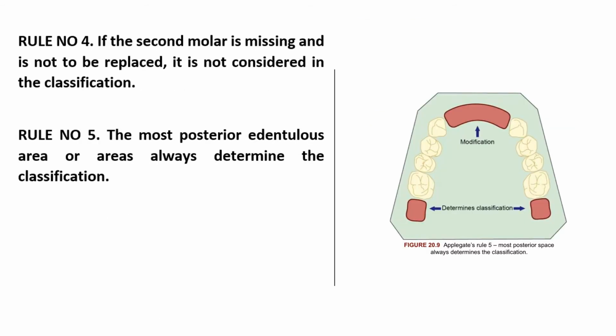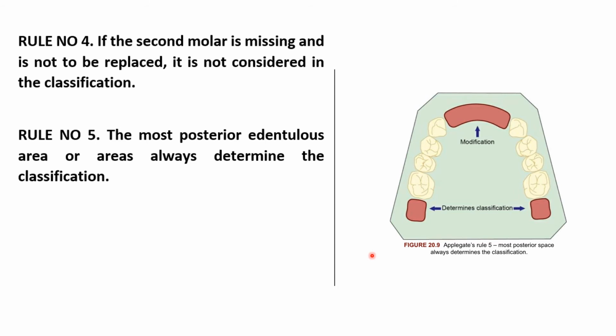Moving towards rule 4. Rule 4 is if the second molar is missing and not to be replaced, it is not considered in the classification. Like rule 2 said, if the third molar is missing and not to be replaced, it is not considered. So rule 4 is if your second molar is missing and it is not to be replaced, it is not considered in the classification.